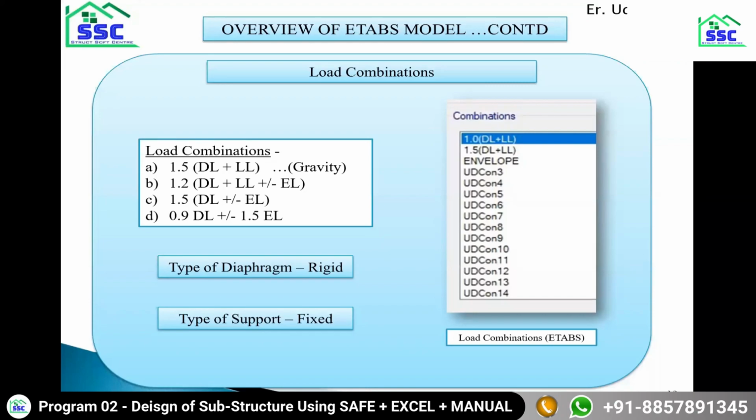And on the right hand side, you can see the snapshot of the load combinations from the Etabs model. Intentionally, we have edited the first combination as 1.5 dead load plus live load. Its name has been edited, whereas the other names are those which are generated by Etabs by default.